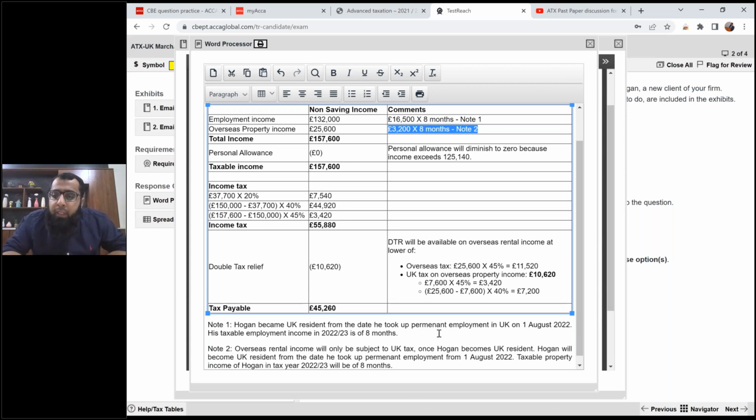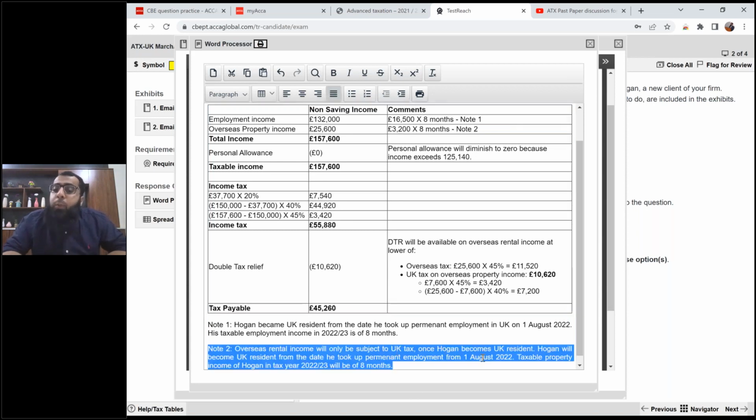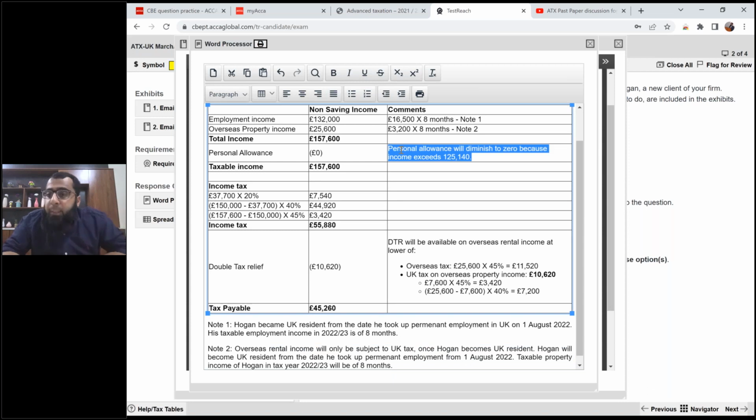So overseas rental income will only be subject to UK tax once Hogan becomes UK resident. Hogan will become UK resident from the date he took up permanent employment from 1st August 2022. Taxable property income of Hogan in the tax year 22-23 will be of 8 months, from August 22 to 31st March 23. Then there is personal allowance, we have already explained it. Then there is taxable income.